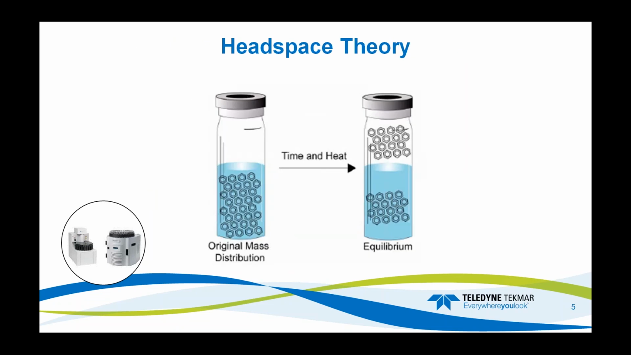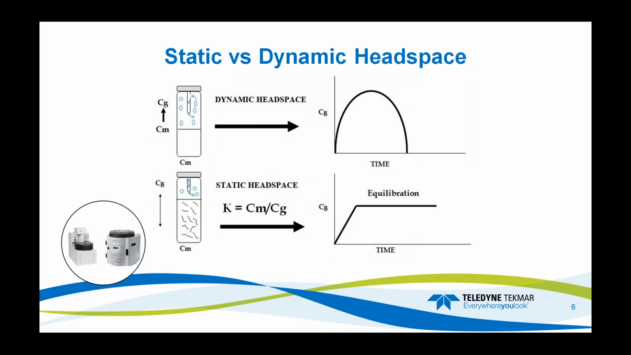First of all, headspace theory is the placement of a sample in a vial, heating that up, creating an equilibrium between the matrix and the gas phase. The difference between static and dynamic headspace is that in dynamic headspace, you sweep the headspace vial and take that sample out and put it onto a trap. So as you can see over time, you'll exhaust the headspace of components. In static headspace, you create that equilibrium, then you take a portion of that, put it into a loop, and then analyze that with the GC mass spec.